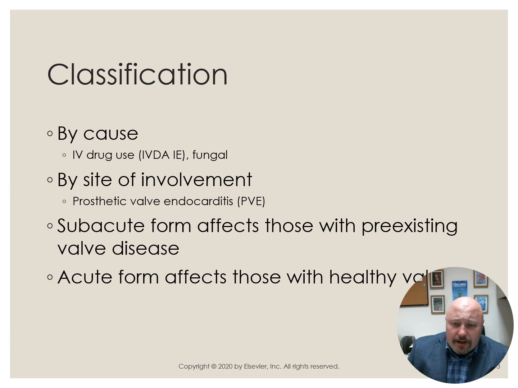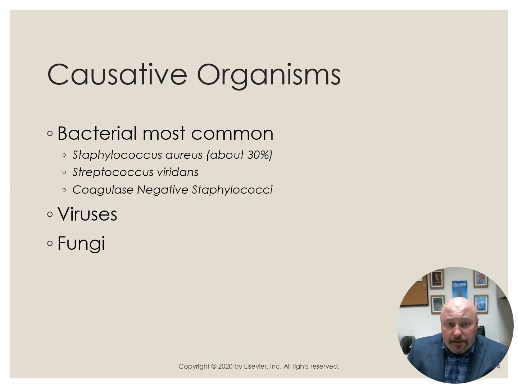It could be classified many different ways. By cause, with IV drug use being very common, and also fungal infections. It could also be classified by the site of involvement, including prosthetic valve endocarditis, where the prosthetic valve itself begins to grow a pathogen. In the subacute form, it affects those with pre-existing valve disease, and the acute form affects those with healthy valves. It could also be classified by the causative organism, with bacterial being the most common, staph and strep especially. It could also be due to viruses and fungi.